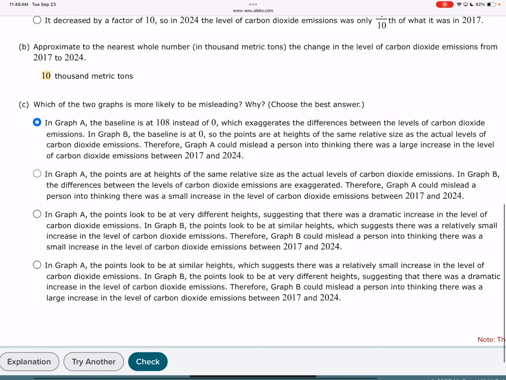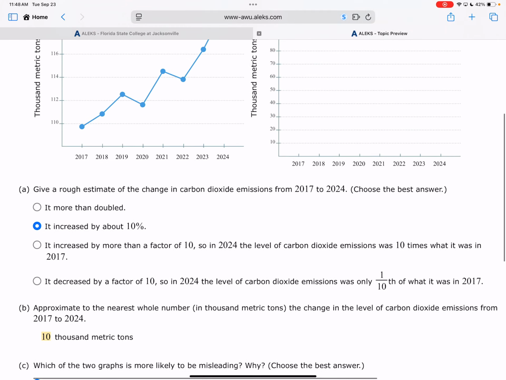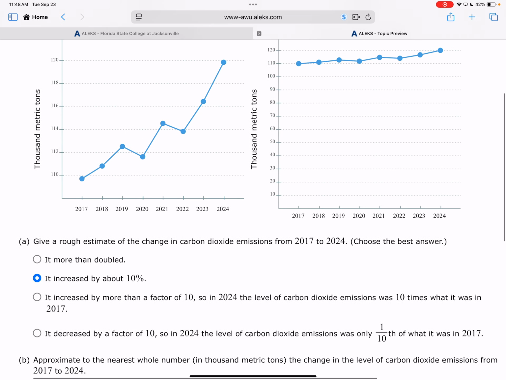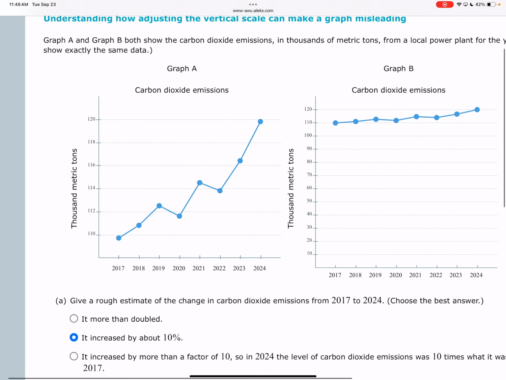Well, B is kind of the same thing there, so I already found B. Approximate to the nearest whole number, 10. We just did that, right? 120 minus 110 is 10. So I already did that part. I will say be careful when you're on this question A. Don't just go from the first to the last. Sometimes it will do the highest to the lowest, which isn't always the first to the last, okay?